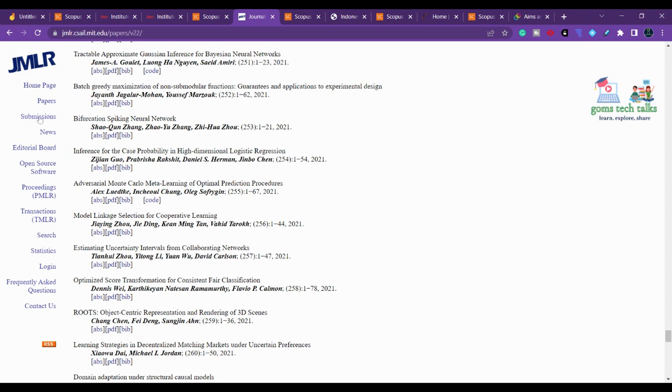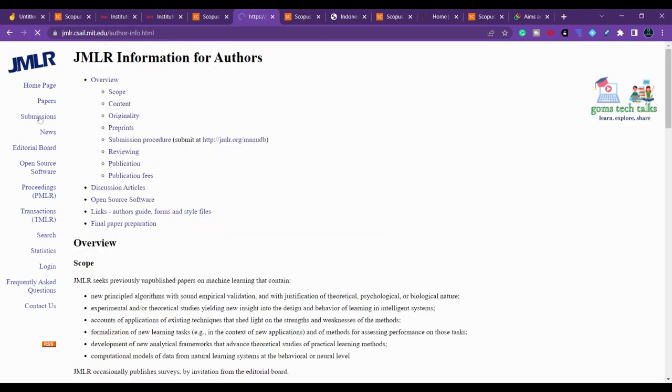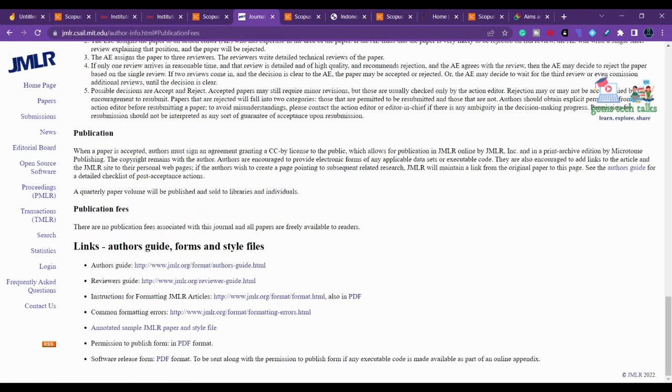So now let us go and check what the submissions are, whether they are asking for any price. Okay, you can just go to the publication fee and see there are no publication fees associated with this journal, and all papers are freely available to the readers. So great, you can consider this.